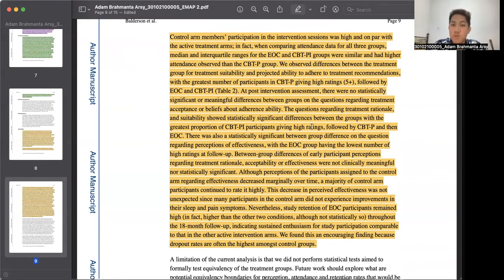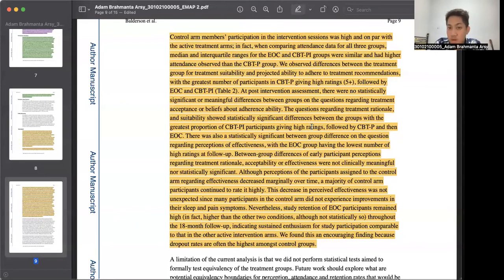We observed differences between the treatment groups for the treatment suitability and projected ability to adhere to the treatment recommendations, with the greatest number of participants in CBT-3P giving high ratings of 5, followed by EOC and CBT-3PI. At post-intervention assessment, there were no statistically significant or meaningful differences between groups on the questions regarding treatment acceptance or belief. There was also a statistically significant between group difference on the questions regarding perceptions of effectiveness, with the EOC group having the lowest number of high ratings at follow-up.